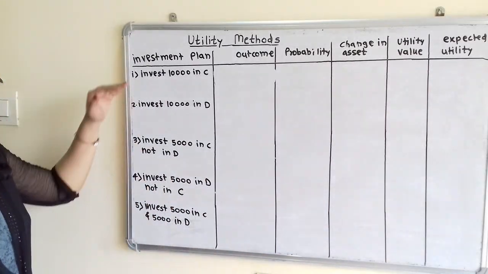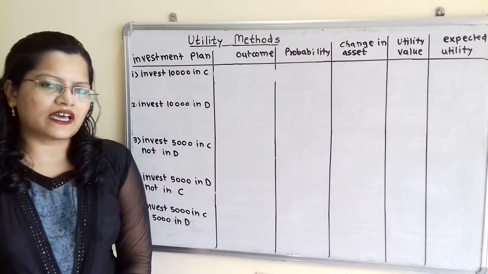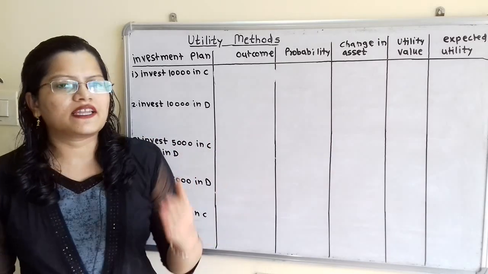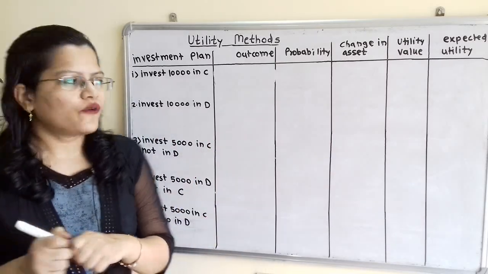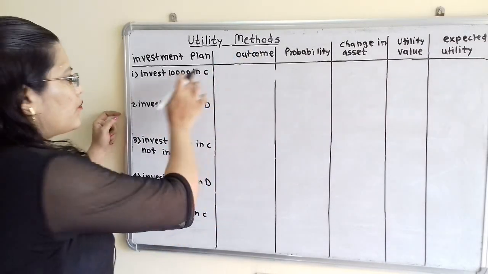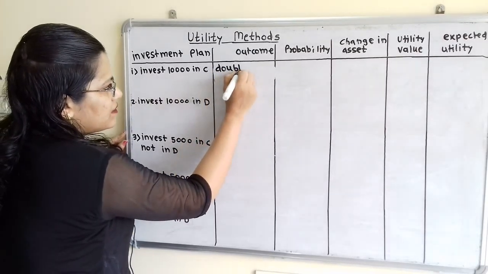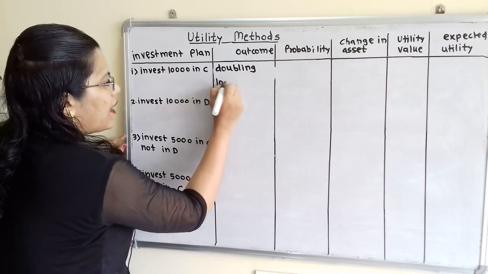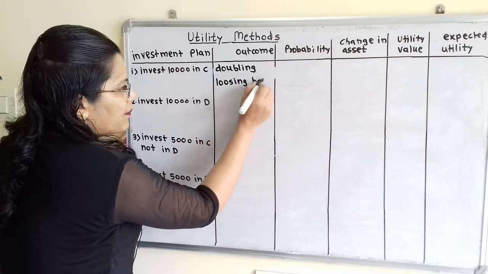Now for each of these plans there are two possibilities given. That is, there is the possibility of doubling money as well as the possibility of losing half the money. So for the first investment plan, what is the outcome? We can say doubling money in C, and the second possibility is losing half the money.